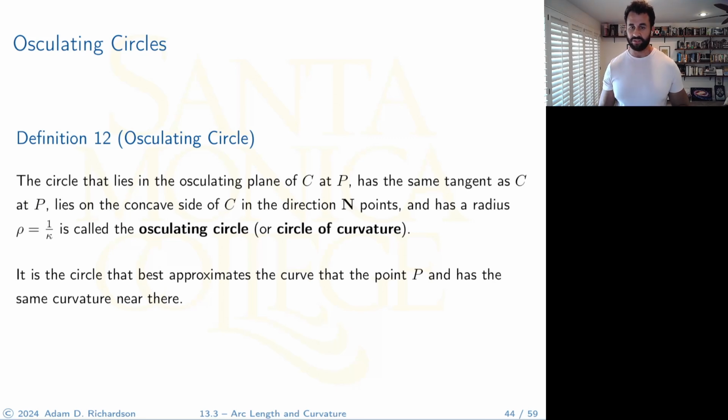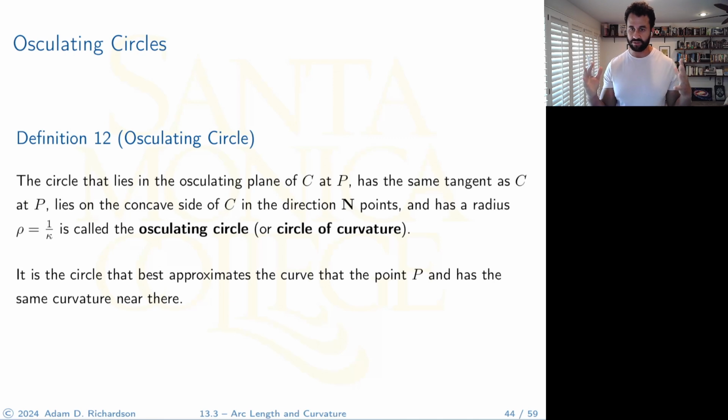So what is an osculating circle? The circle that lies in the osculating plane of a curve C at the point P, has the same tangent as C at P, lies on the concave side of C in the direction n points, and has radius rho, which is 1 over kappa. And that's what's called the osculating circle, or the circle of curvature. So this is basically originally how they defined curvature way back in the day.